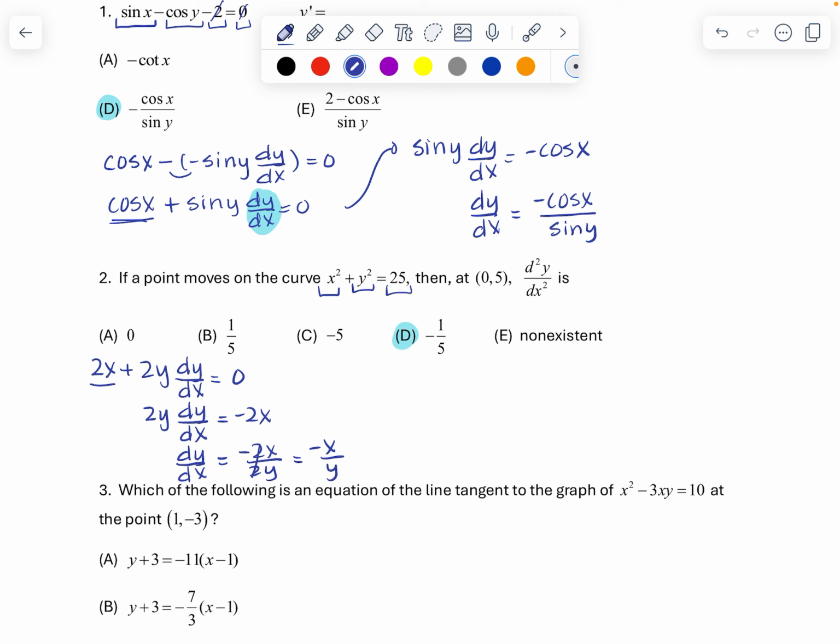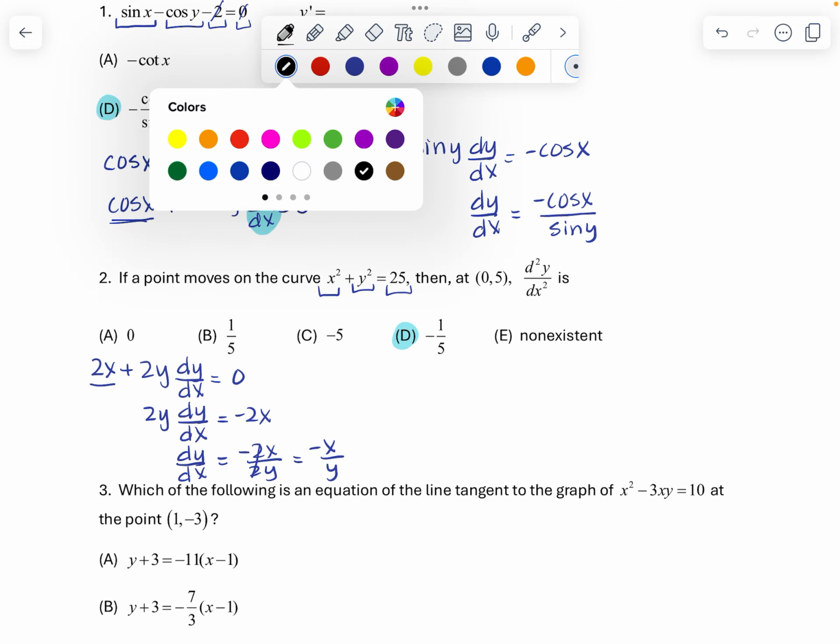Let's in a different color do the second derivative. Maybe like, I don't know. Let's pick something pretty here. Where's all my colors? Ooh, I like this one.